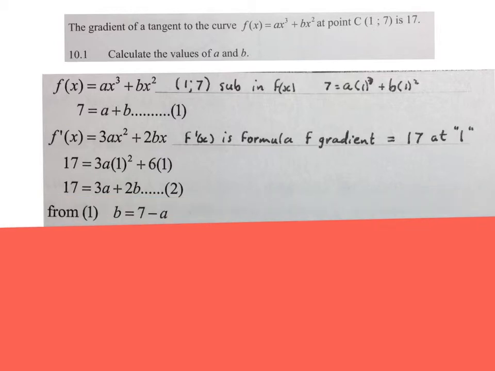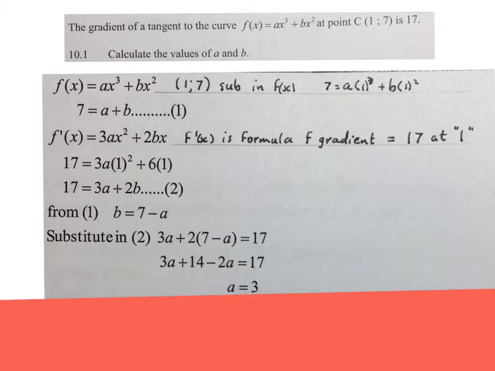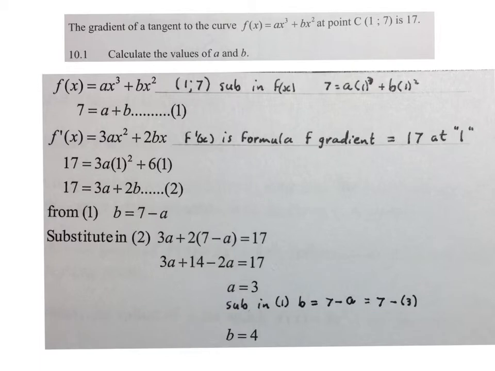One possible way is to go to equation 1, get the b alone, substitute this in the place of b into the second equation, and solve for a. Then we substitute this a back into 1 or 2 to get the value of b. So b equals 4. Please stop the video and get your brain around these calculations.